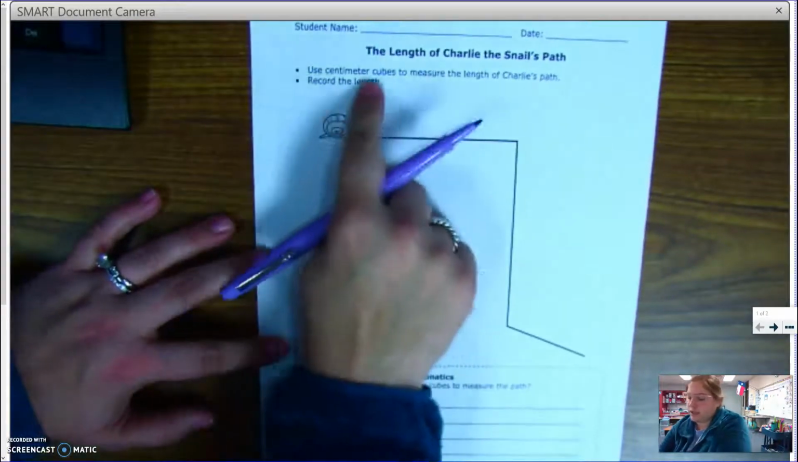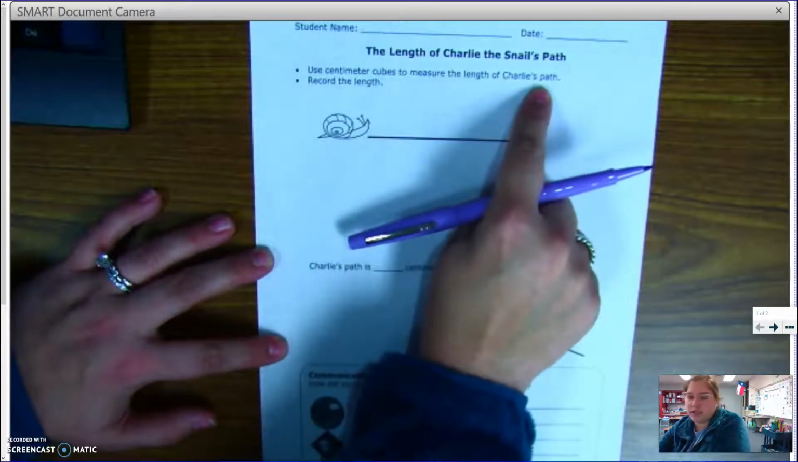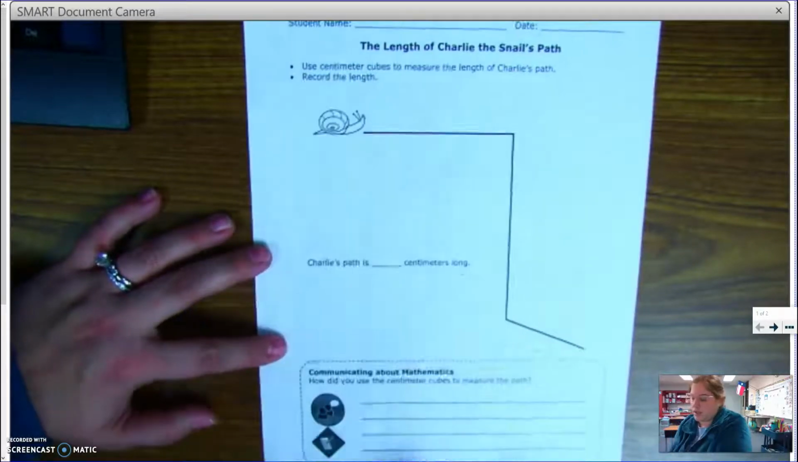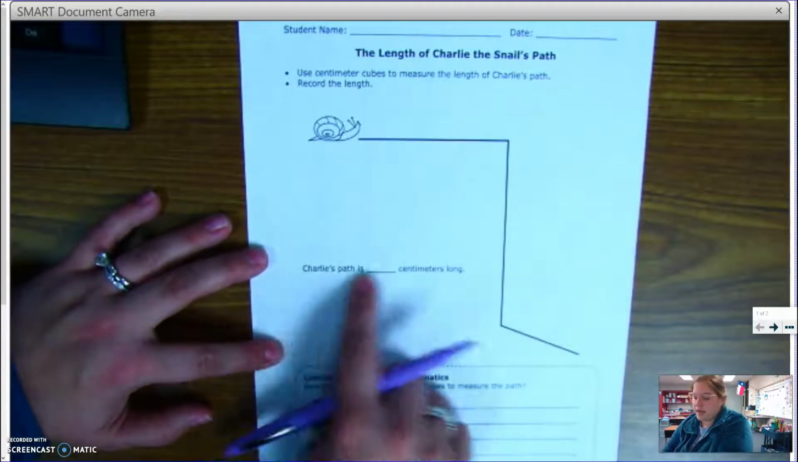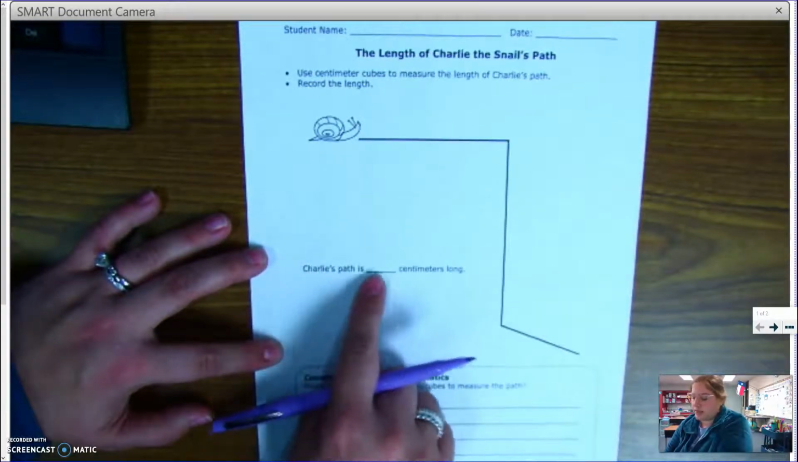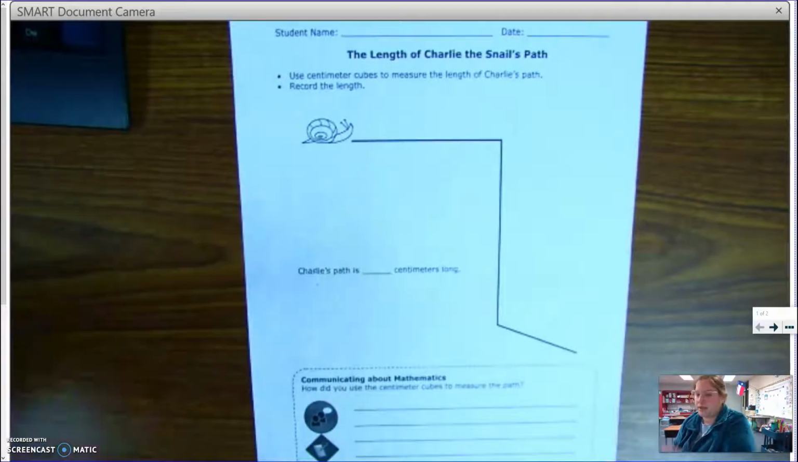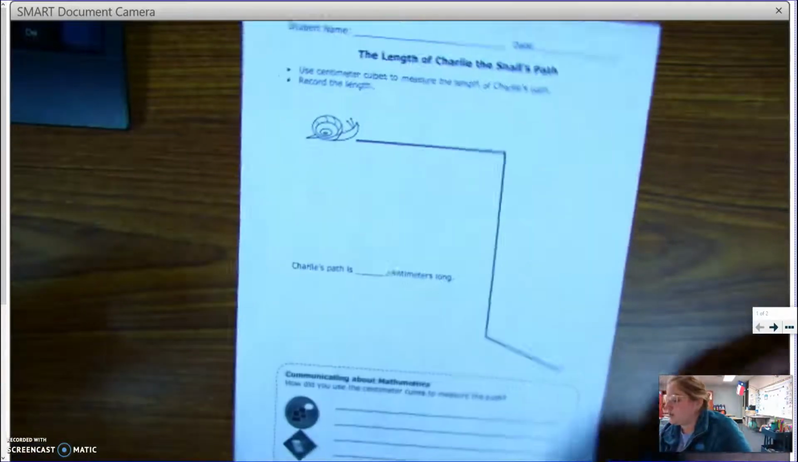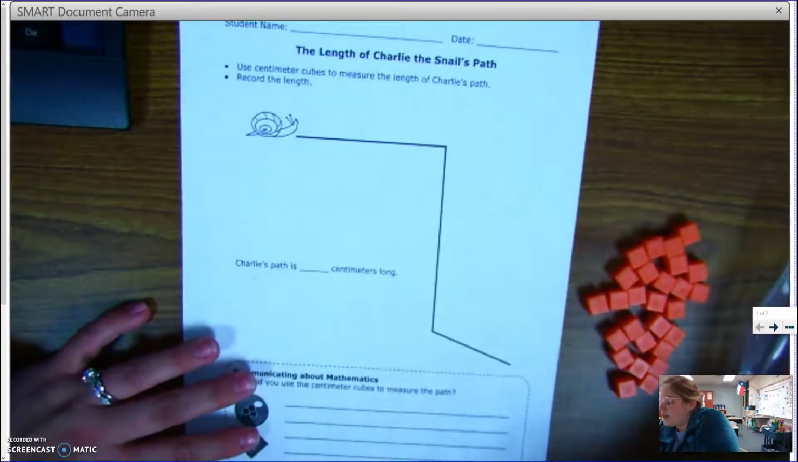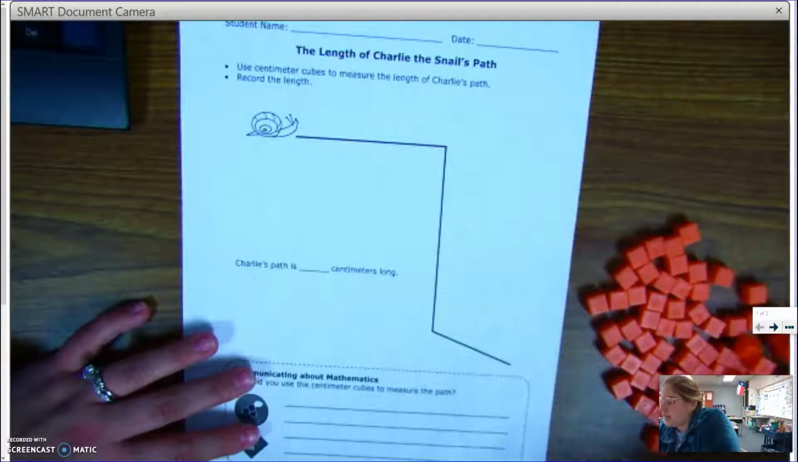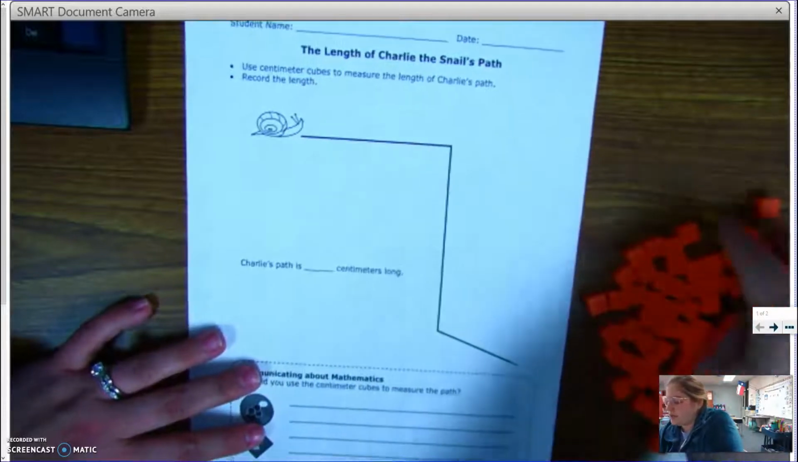It says use centimeter cubes to measure the length of Charlie's path. Record the lengths. So I can see Charlie's path here, and I need to fill in this sentence. Charlie's path is blank centimeters long. And I have these orange centimeter cubes that I'm going to use. And these are exactly 1 centimeter.